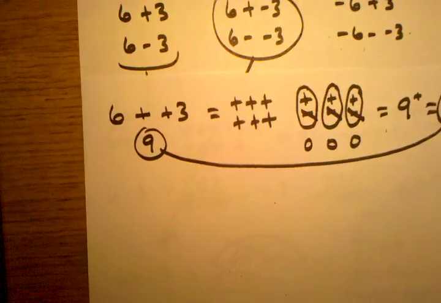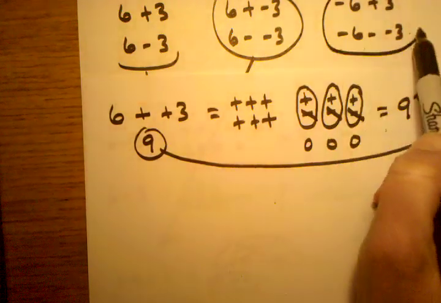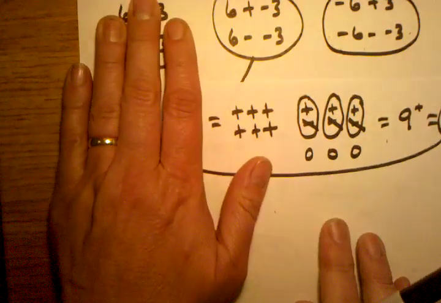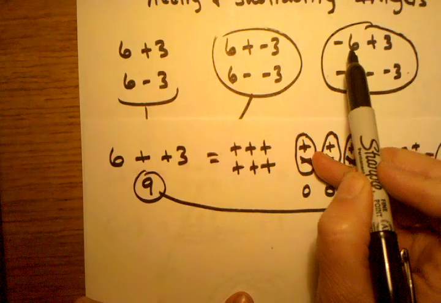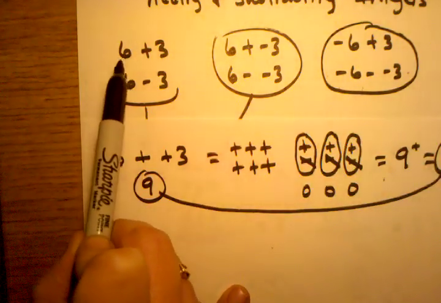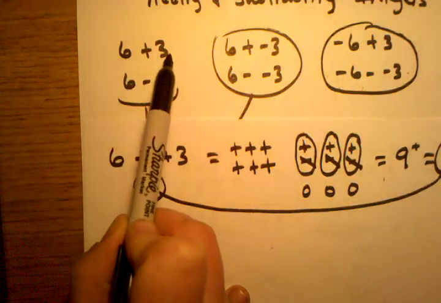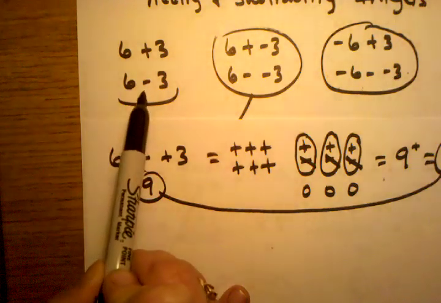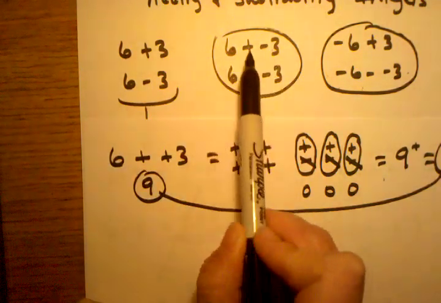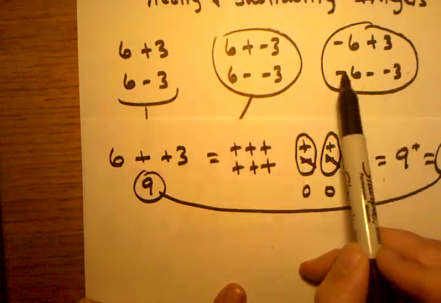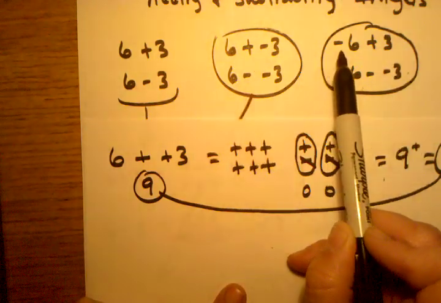Okay, so now our remaining set we need to work with are these two. Oops, we pull this down so you can see it. Okay, so now we've looked at using positive 6 and a positive 3 and both adding and subtracting them. We've looked at using a positive 6 and a negative 3 and then adding and subtracting them. And now we're going to look at using a negative 6.